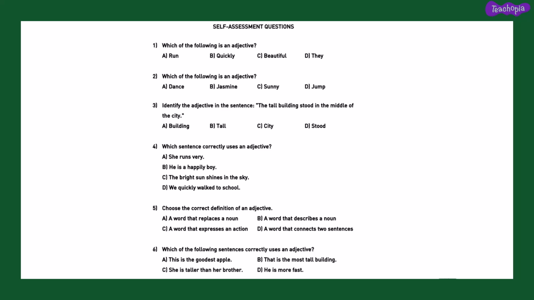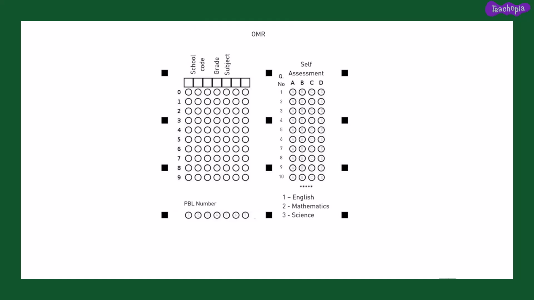Once they are done with the activities, learners can answer the self-assessment question. This will give the teacher a good idea as to if the learners have understood adjectives correctly. Then they can move on to answer the OMR sheet. This will help them answer future examinations and competitive examinations better.